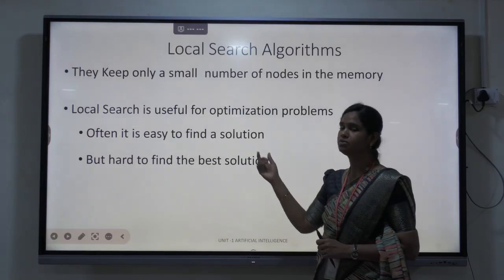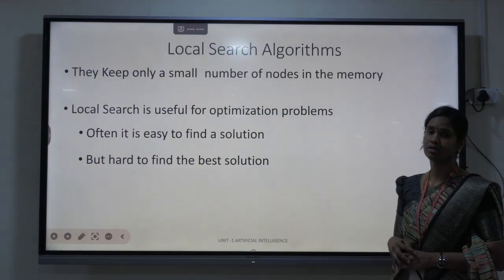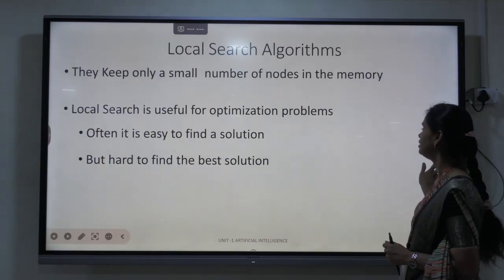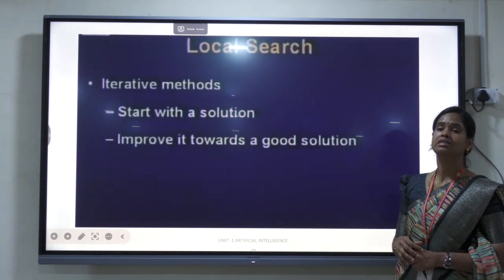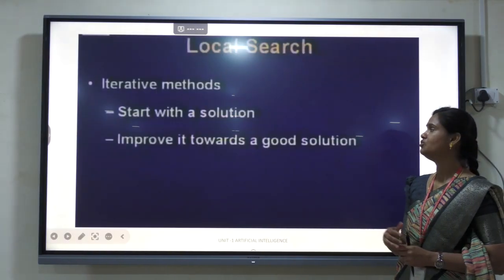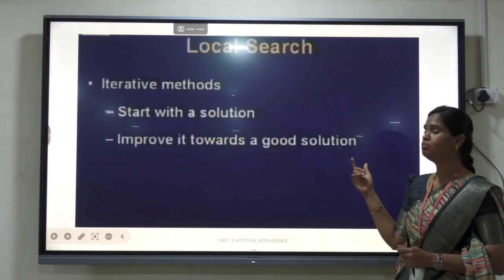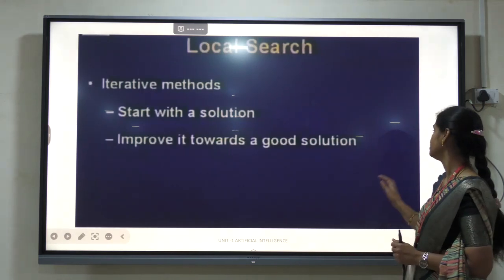It finds the solution, but it is hard to find the best solution. But whatever solution it derives will be optimal; it guarantees optimality. And how is the local search going to work? It is an iterative method: it starts with a solution and improves towards a good solution. So this follows an iterative method in local search.